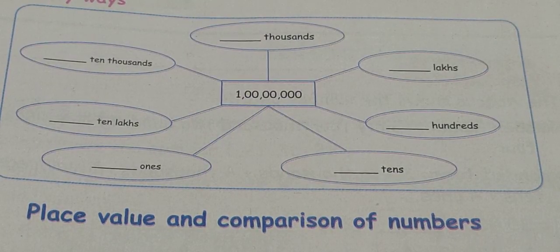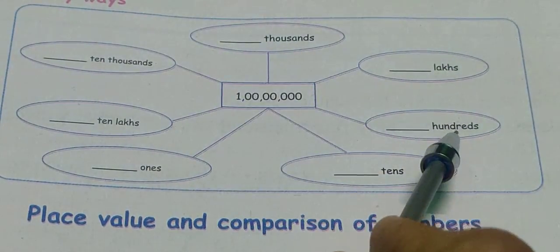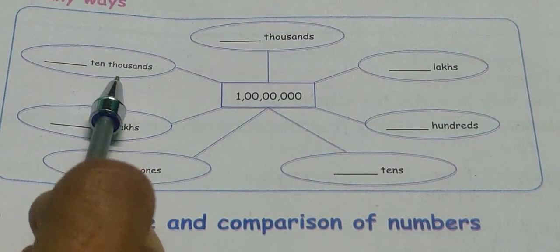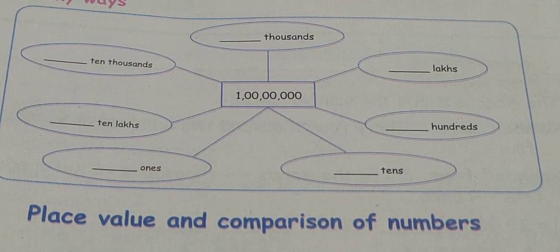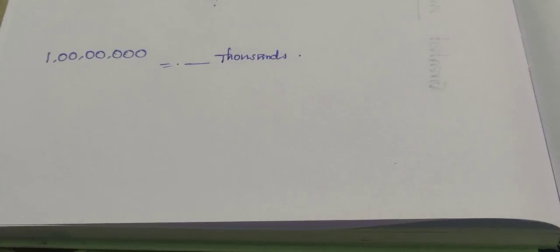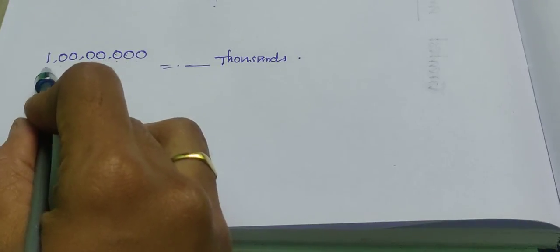So we are going to find how many thousands this crore has, how many lakhs, how many hundreds, how many tens, how many ones, how many 10 lakhs, how many 10,000s. Likewise we are going to find, okay children. First let us find how many thousands does a crore have. Crore is an 8 digit number, we know, right? So ones, tens, hundreds, thousand, 10,000, lakh, 10 lakh, crore.